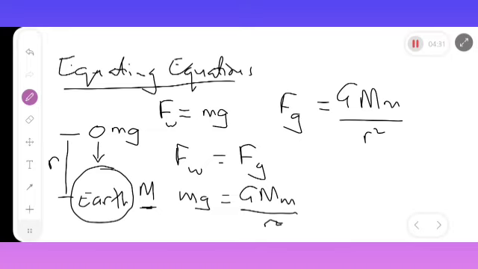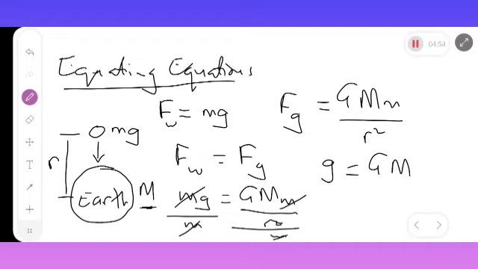So I'm going to divide both sides by small letter m, which is the mass of the ball. We can easily see that m and m will cancel out. The small letter m at the right side will also cancel out. Hence at the end we are going to remain with small letter g is equal to capital letter G multiplied by capital letter M divided by R squared.